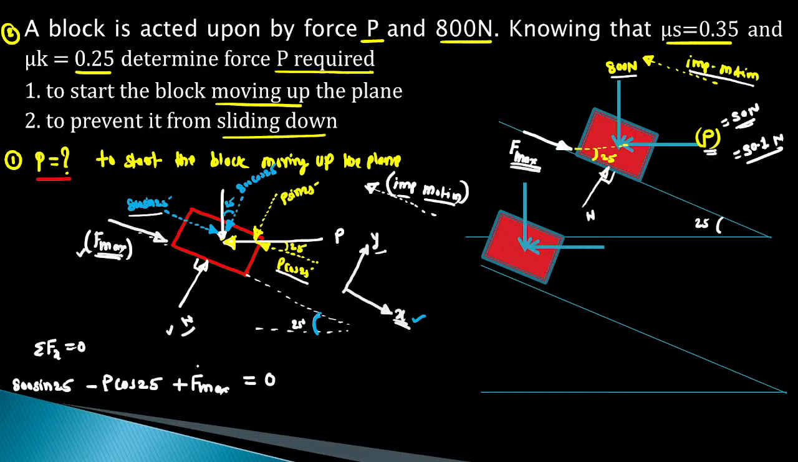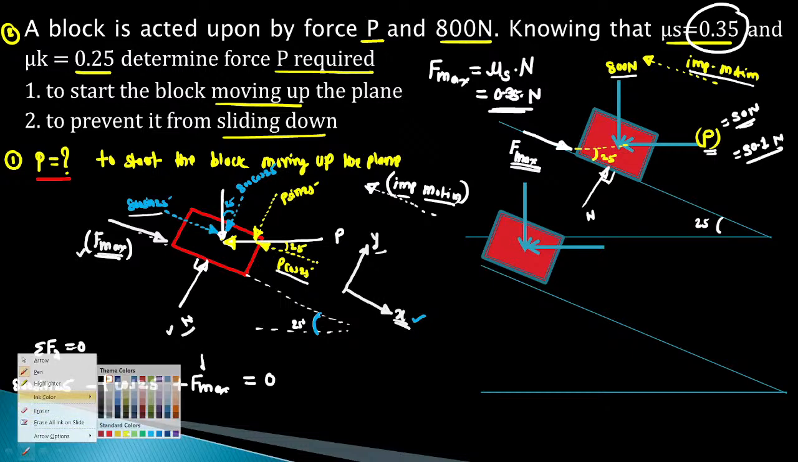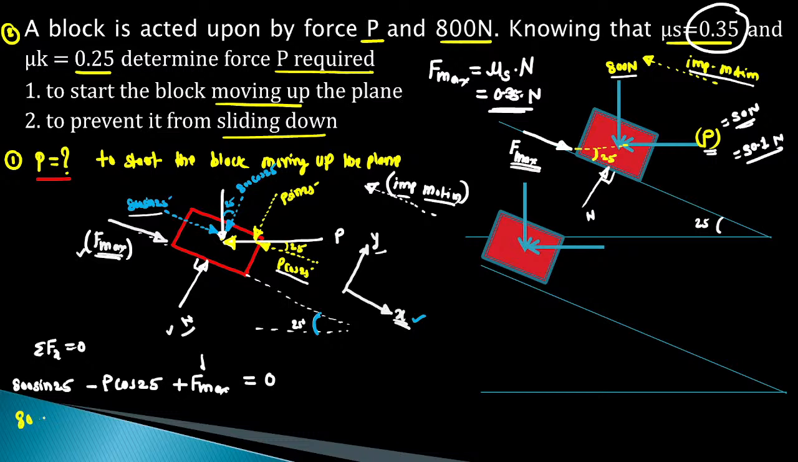Now, here the F max value. We know the equation for F max: it is equal to the coefficient of static friction into the normal reaction, and mu s is given, this is 0.35. So, it is 0.35 into normal reaction N. Put this value here, and you will get the equation: 800 sin 25 minus P cos 25 plus 0.35 into normal reaction N equal to 0.